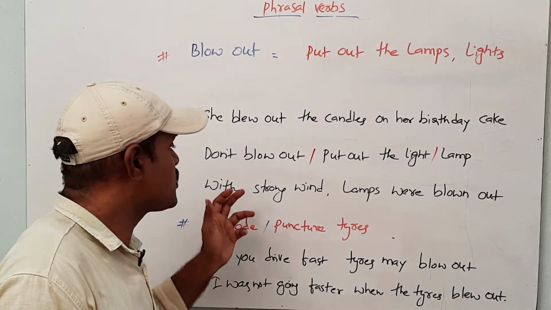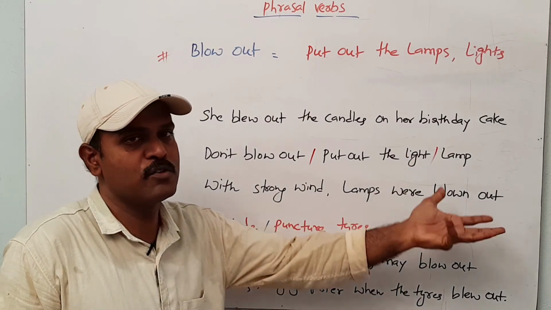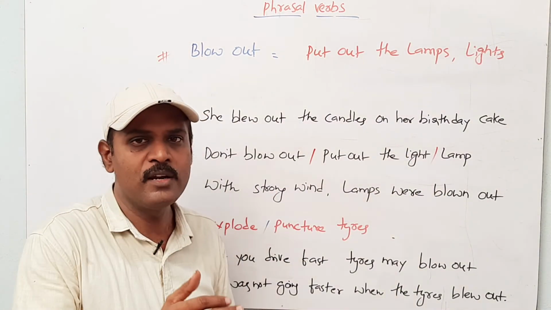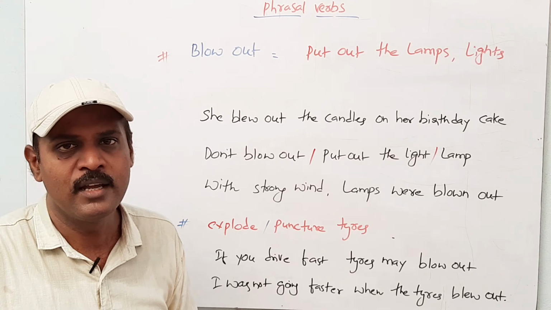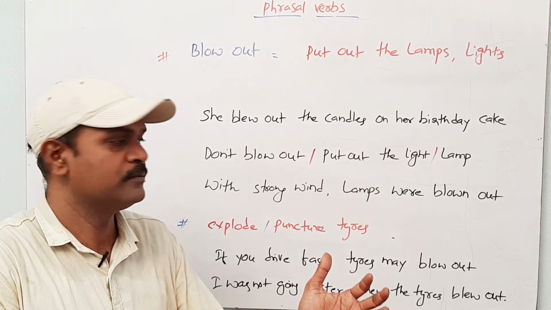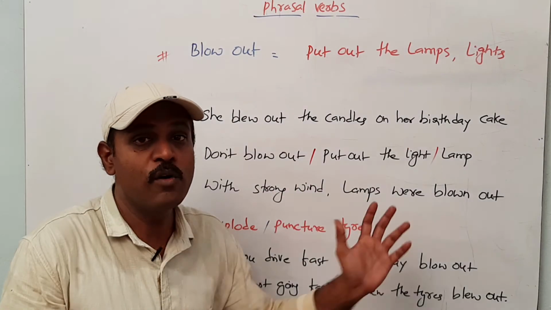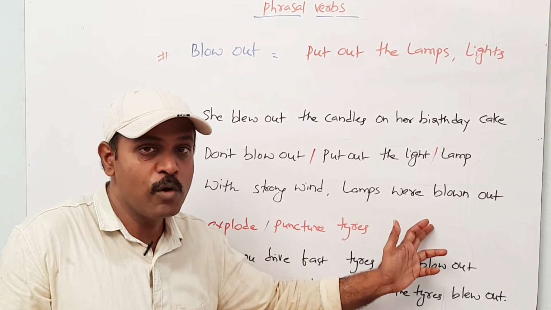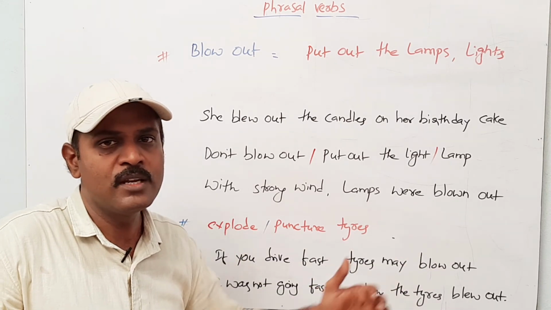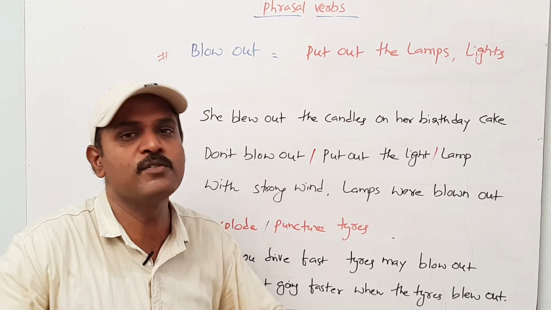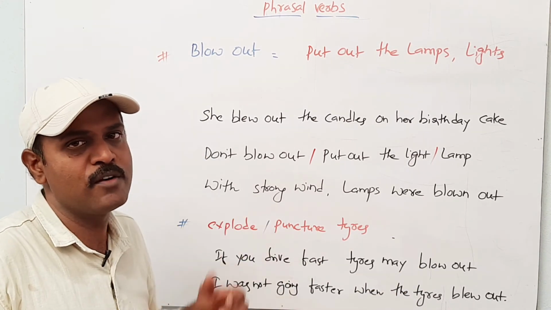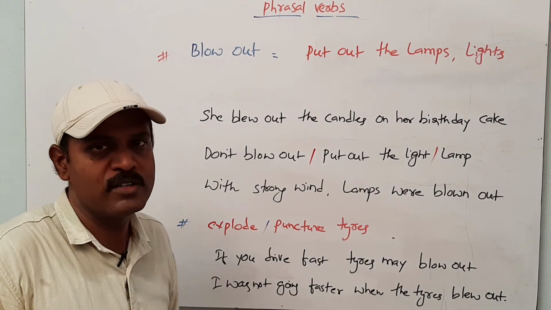Next one. With strong wind, lamps were blown out. Already the lamps were giving light. At that time, with strong wind, lamps were blown out. Blown is MV3. It is passive voice. The lamps were blown out because of strong wind. Due to strong wind.